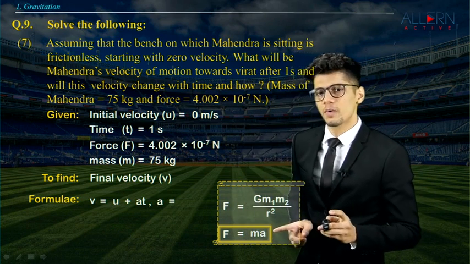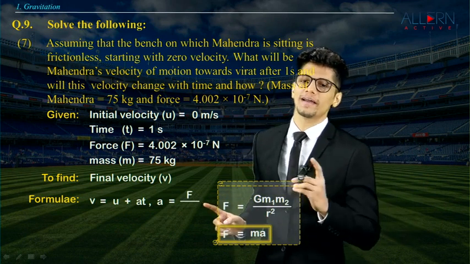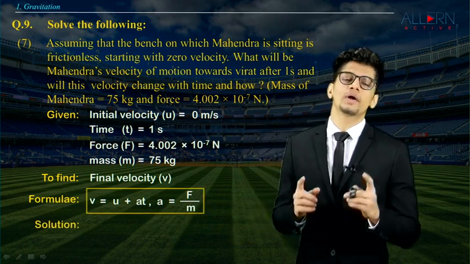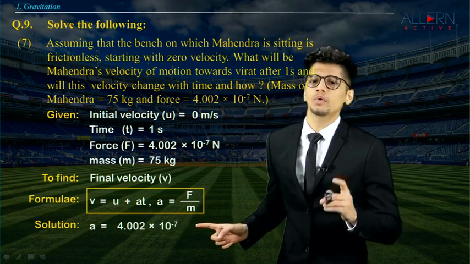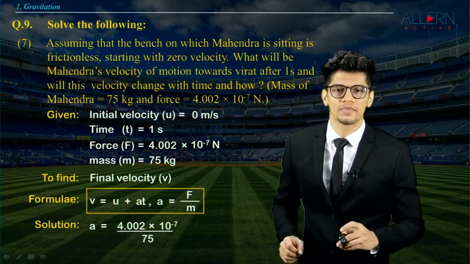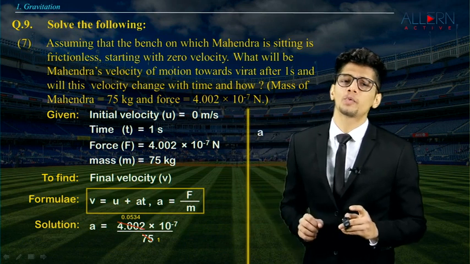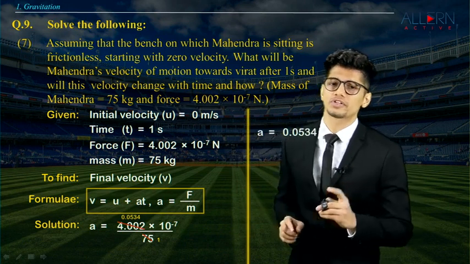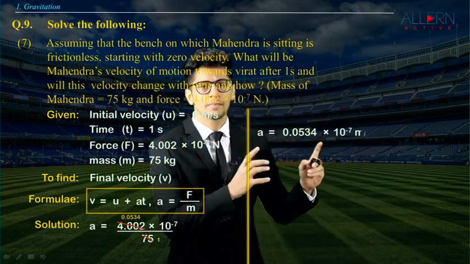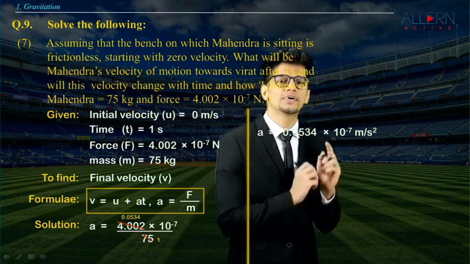So if I change this formula to find the acceleration, m needs to go in the denominator. So we get a is equal to F upon m. So first of all, we have to use the formula a is equal to F upon m. So F is equal to 4.002 into 10 raised to minus 7 and m is equal to 75. So we start calculating this. So 75 ones are 75, and here the answer that we obtain after dividing 4.002 by 75 is 0.0534 into 10 raised to minus 7 remains as it is. And since this is acceleration, the unit is meter per second square.